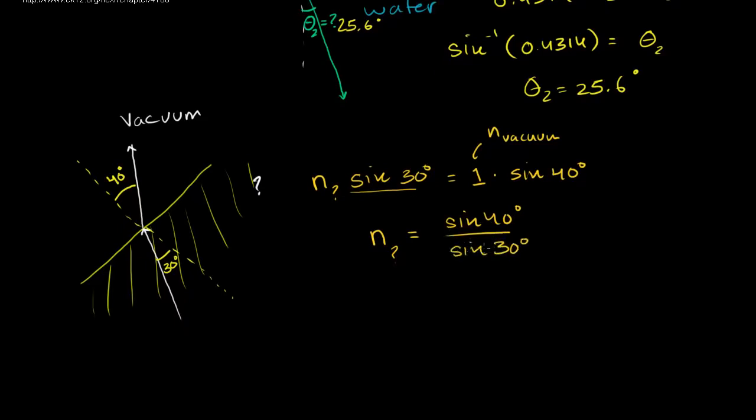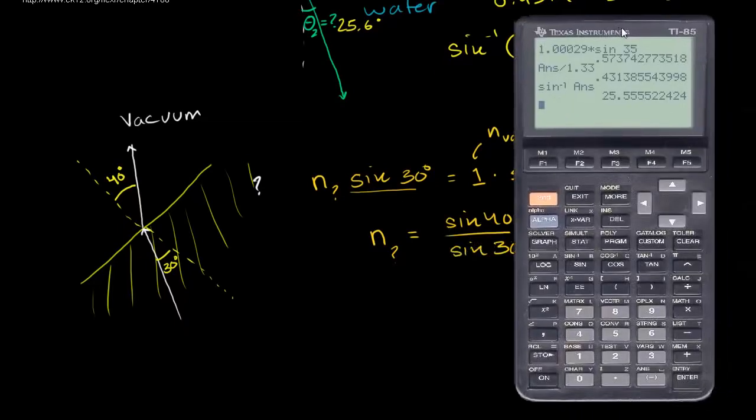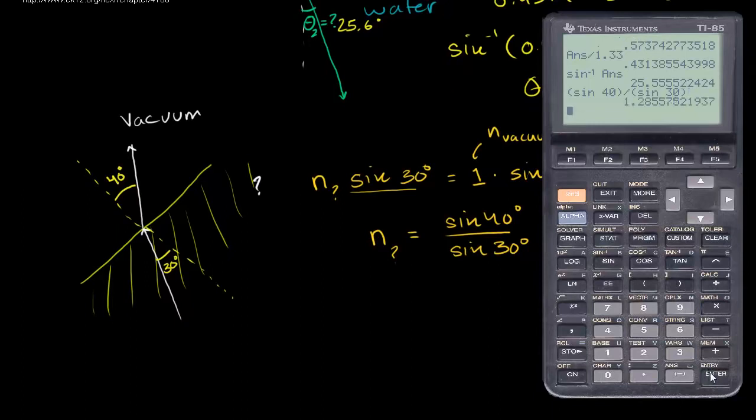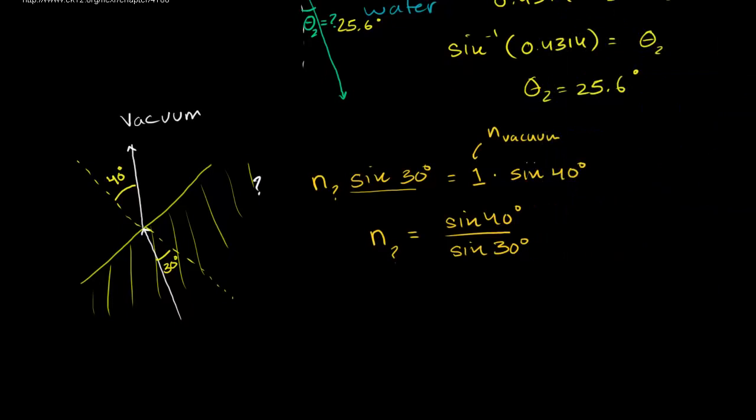So we can get our handy calculator out. And so we have the sine of 40 divided by the sine of 30 degrees. Make sure you're in degree mode if you try this. And you get, let's just round it, 1.29. So our unknown refraction index for our material is approximately equal to 1.29. So we're able to figure out the unknown refraction index.